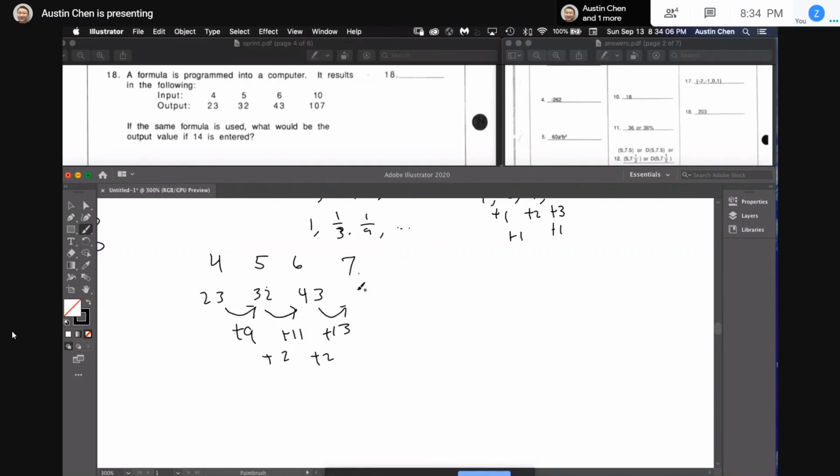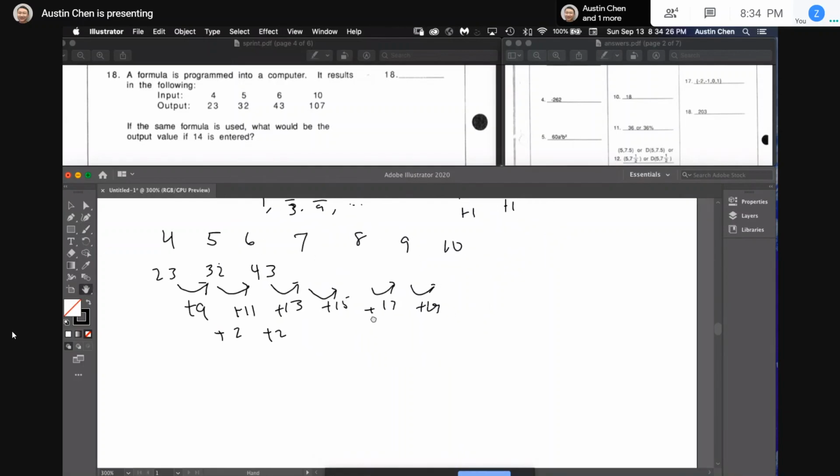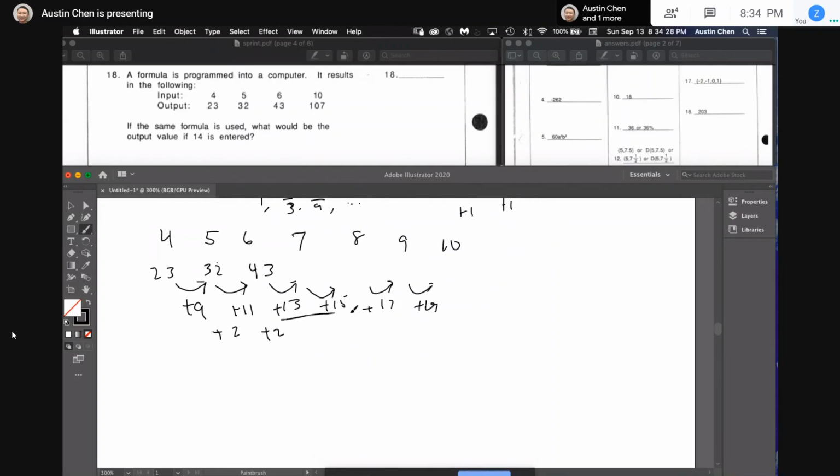So from 6 to 7, it has to be plus 13. And from 7 to 8, it has to be plus 15. And from 8 to 9, it has to be plus 17. And from 9 to 10, it has to be plus 19. How we're going to check this is we're going to add up all of these to 43, and if it equals 107, then this is the sequence that we have. So let's just do that.